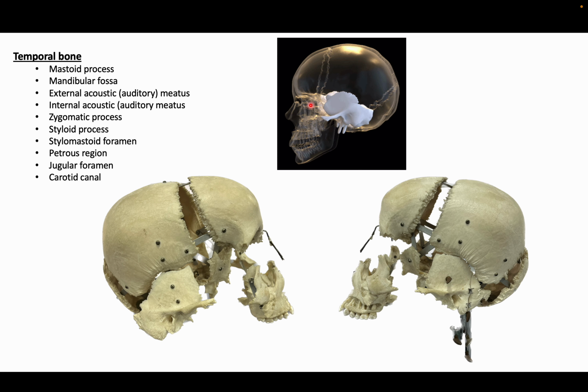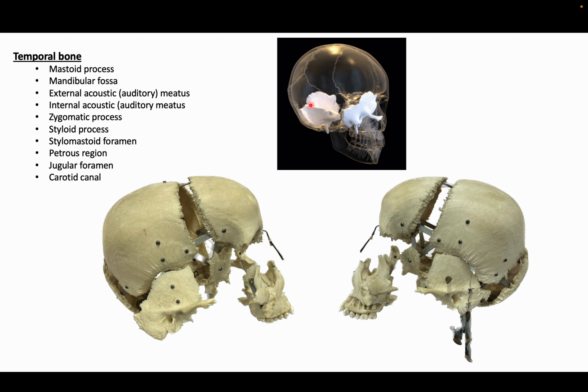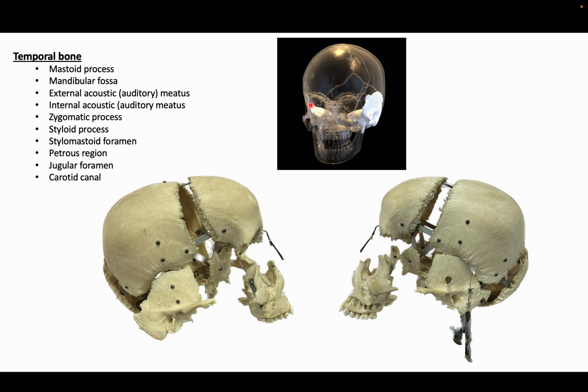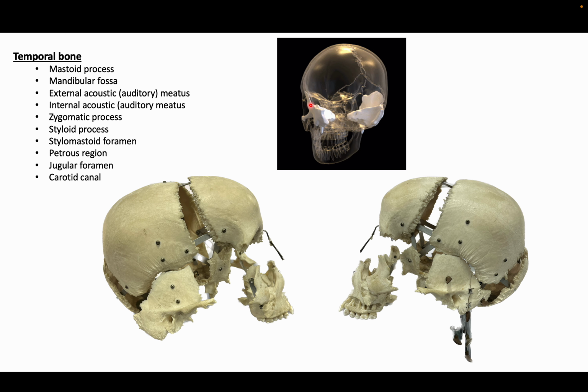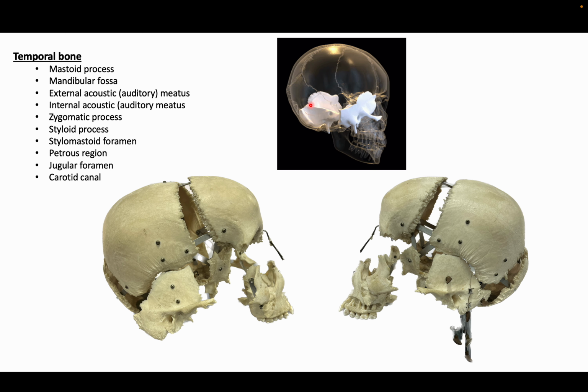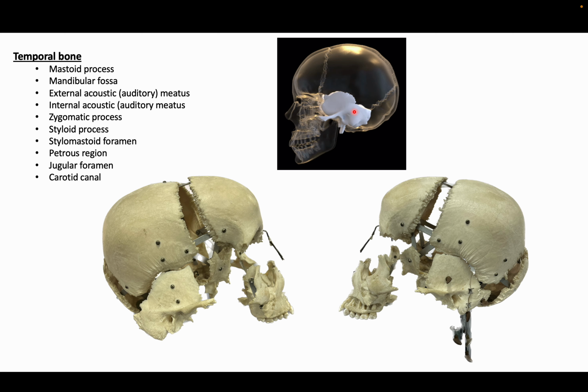So now we're going to move into the temporal bones. We have two temporal bones, one on each side of our head. So with the temporal bone, as you can see here, you need to understand how to view it from the lateral view, which is a side view. This is a side view right here.